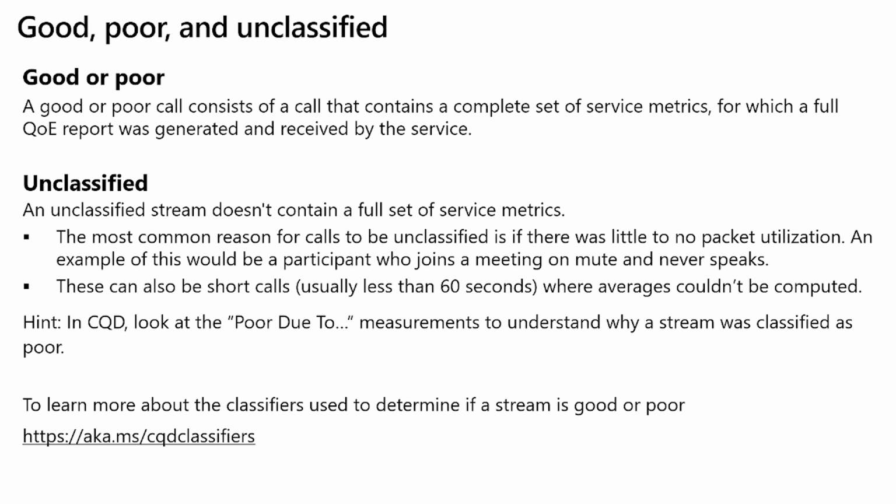The second reason for unclassified is very short calls, usually less than 60 seconds, where averages can't be computed. For example, "Hey Sally, I'll meet you downstairs in 5 minutes for lunch." Click, unclassified. You can investigate calls to validate these as possible options if necessary, but I wanted to make some clarifications on common causes.